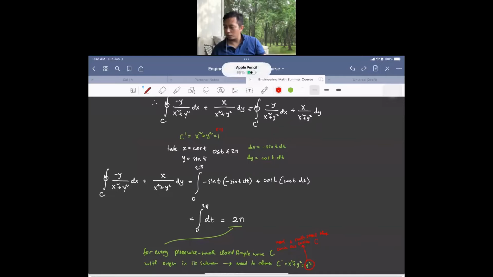So I hope you get the idea. When you have a region, you can imagine that there is a hole, and we can take it into our consideration. So we need to make sure the hole is inside the original curve.